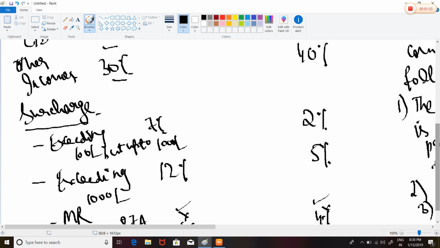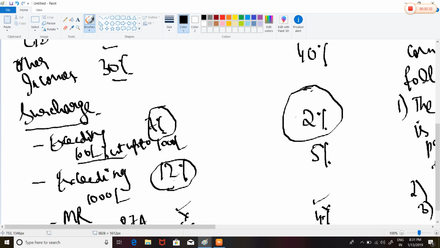And surcharge is also applicable, let's say on a domestic company. If the income exceeds rupees 100 lakhs or 1 crore but is up to 1000 lakhs or 10 crores, then the surcharge applicable is 7%. With the same limit of income, in case of a foreign company the surcharge is 2%. But if the income exceeds rupees 1000 lakhs, then the surcharge applicable on a domestic company is 12%, and on a foreign company it is 5%.